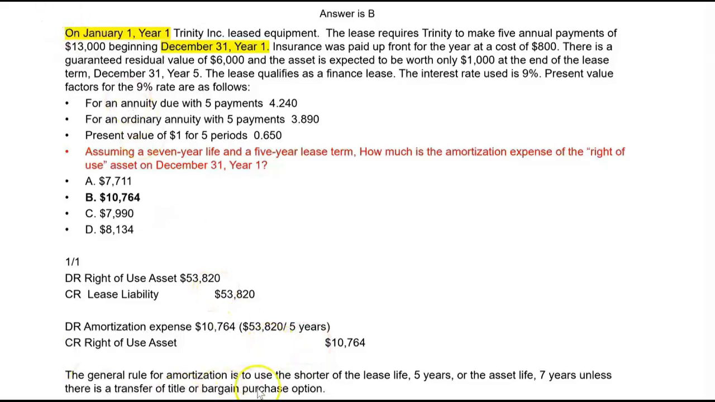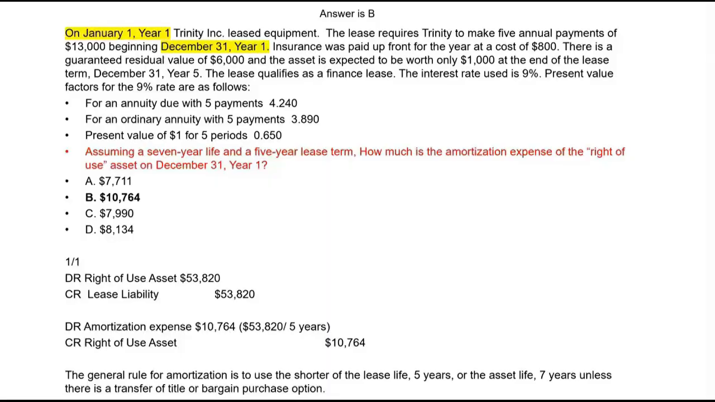The general rule for amortization of the right of use asset is to use the shorter of the lease life, 5 years, or the asset life, 7 years, unless there's a transfer of title or a bargain purchase option. Doesn't say that there is in the facts. There's no bargain purchase option. In fact, there's the opposite of a bargain purchase option. There's a guaranteed residual value.